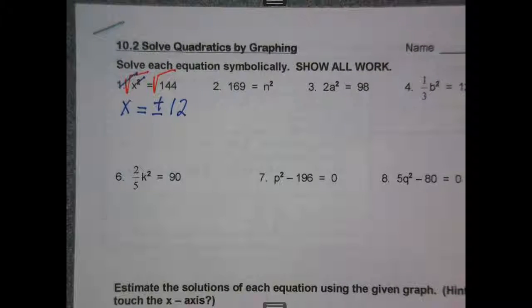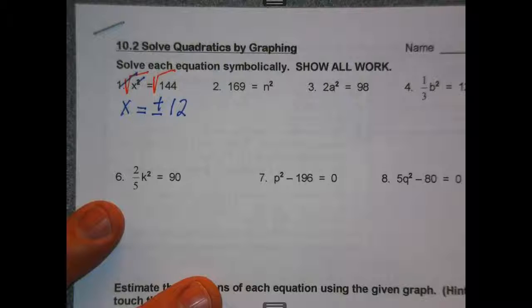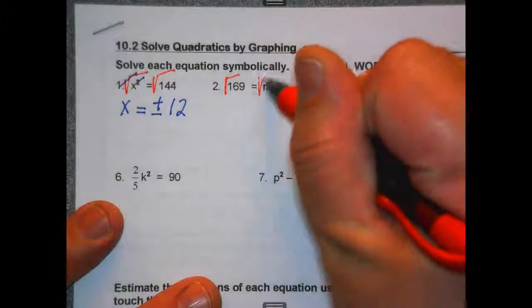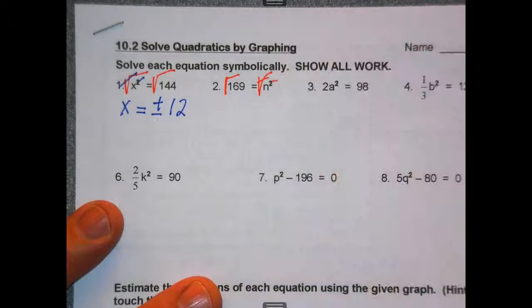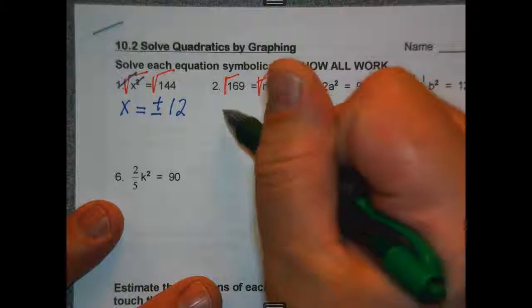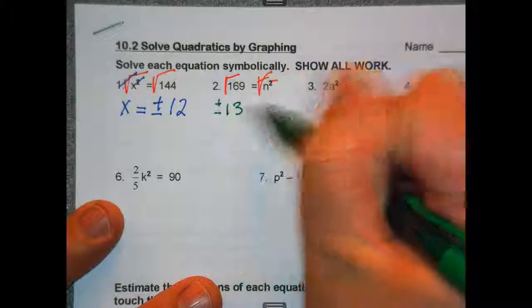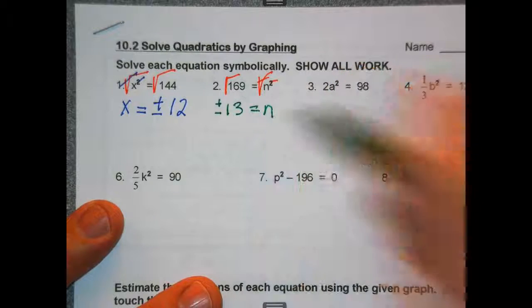All right, number 2 is the same thing. We're going to take the square root of both sides, cancels out that power 2. The square root of 169, 13, don't forget the plus and minus, equals r squared.